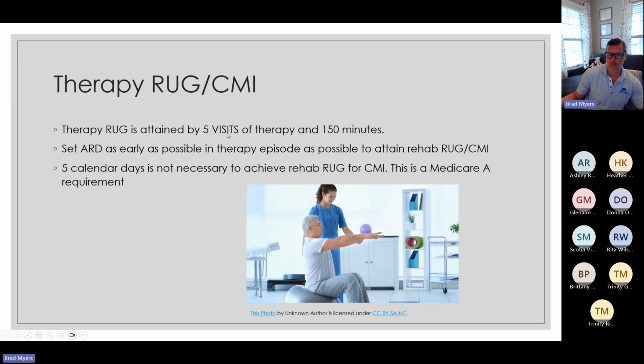So you could attain a therapy rug if all 5 disciplines are in and you get enough minutes. You can get a therapy rug on day 2, because you had PT, OT, and speech on Monday and PT and speech on Tuesday. If you got 150 minutes, that's a rehab rug in 2 days. You do not have to have 5 days.